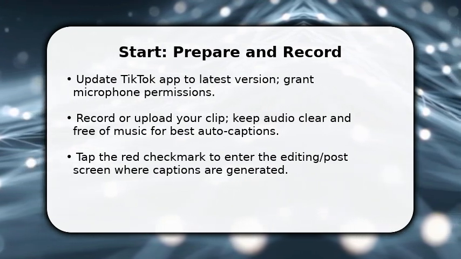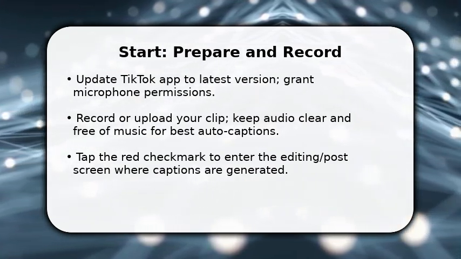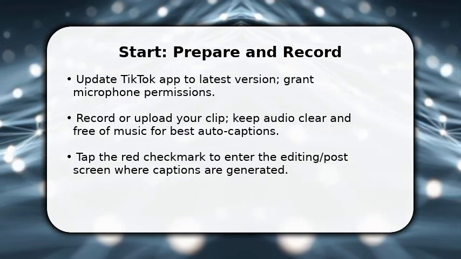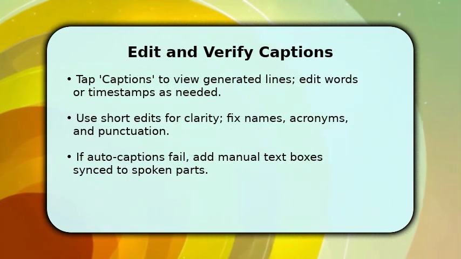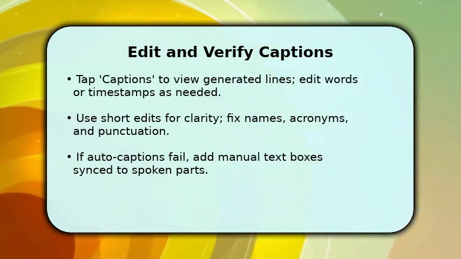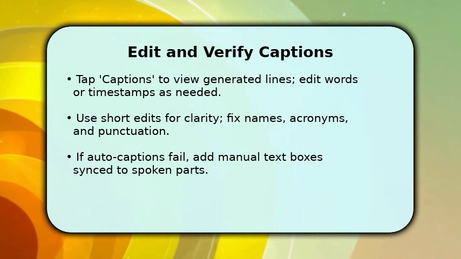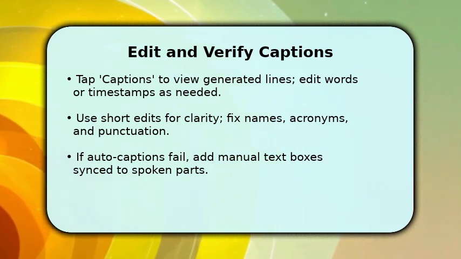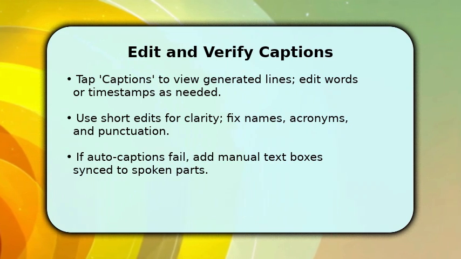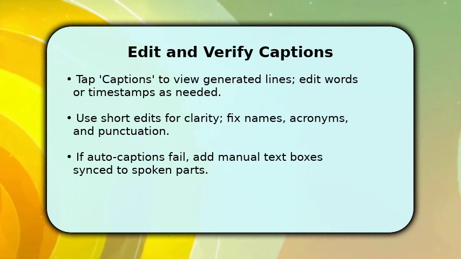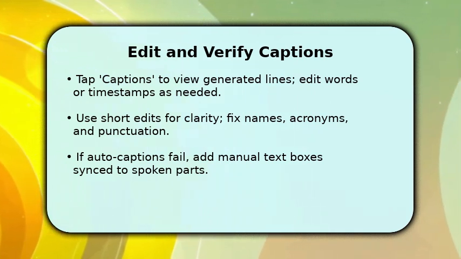Enable auto captions there. You're asking the app to create text timed to your speech, which prepares the captions for review before you publish. Once captions are generated, tap the Captions button to open the editor. You must verify accuracy because speech recognition mishears names, numbers, and acronyms. Edit individual lines, replace wrong words, add punctuation, and adjust spacing for readability. Make short, precise edits so timing stays aligned.